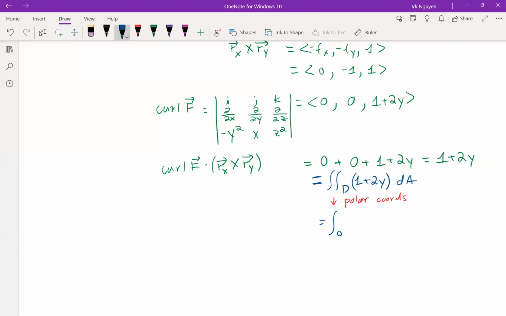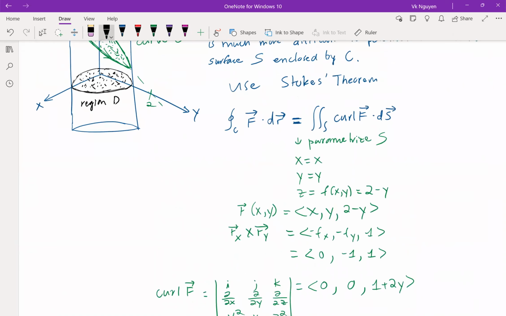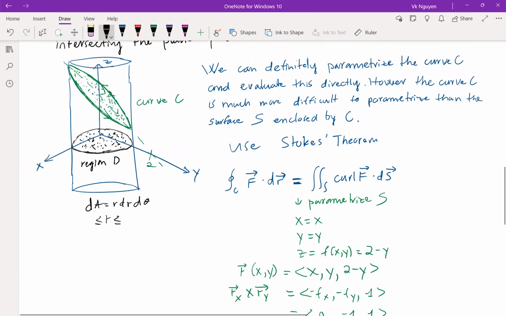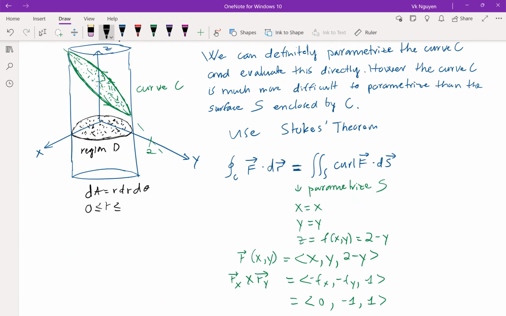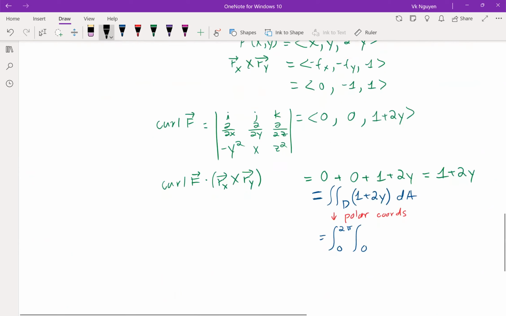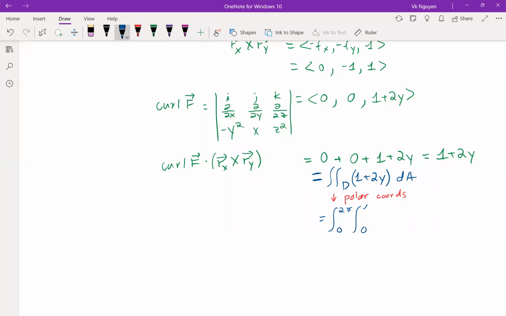Theta is 0 to 2 pi, and dA is r dr d theta. The radius is inside the cylinder, radius 1, so r goes from 0 to 1. And then theta goes from 0 to 2 pi. And 1 plus 2y.